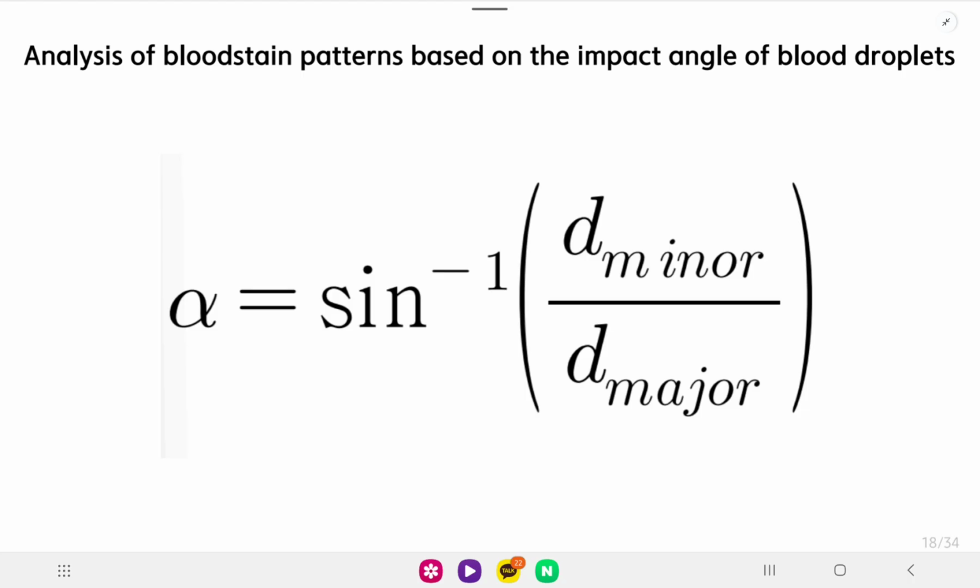At alpha equals 90 degrees, the droplets fall vertically, producing a circular stain, D_minor equals D_major. At alpha smaller than 90 degrees, the droplets impact at an angle, forming an elongated stain. The smaller the angle, the more stretched the pattern. By analyzing the major and minor axes of bloodstains, this study presents a quantitative method for determining impact angles, enhancing the accuracy of forensic bloodstain analysis.